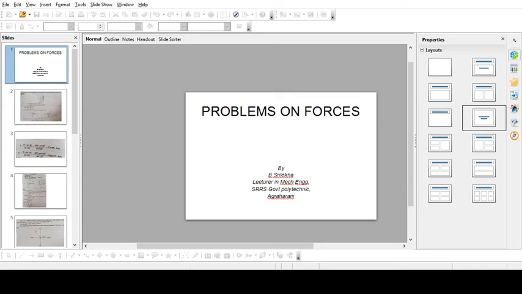So now 15 cos 30 plus 20 cos 90 plus 25 cos 135 plus 30 cos 220. So that will give you minus 27.66 newtons. So now resolving the forces vertically.